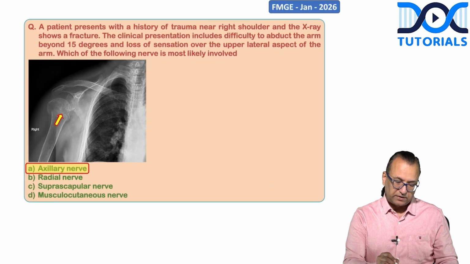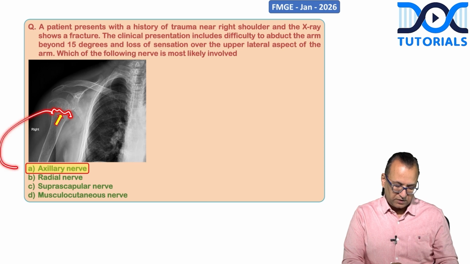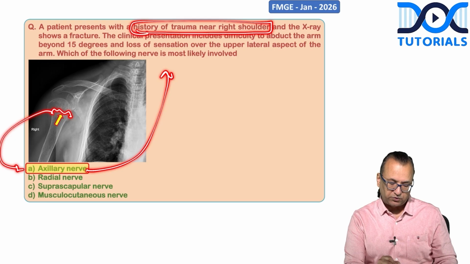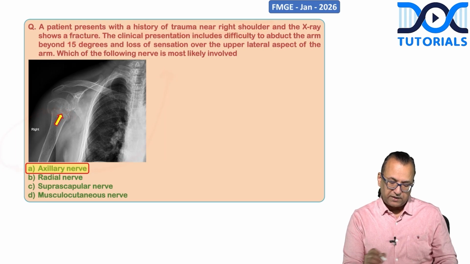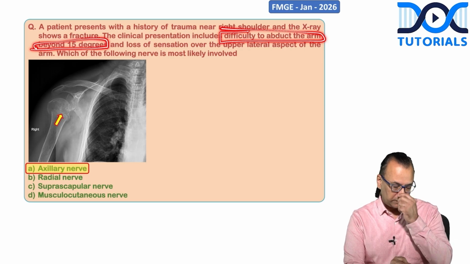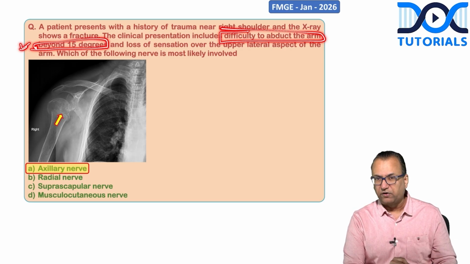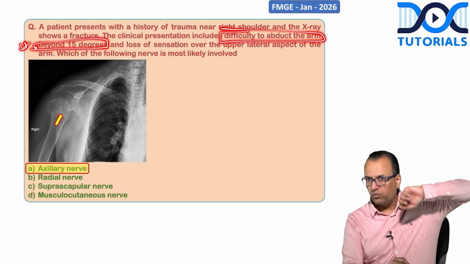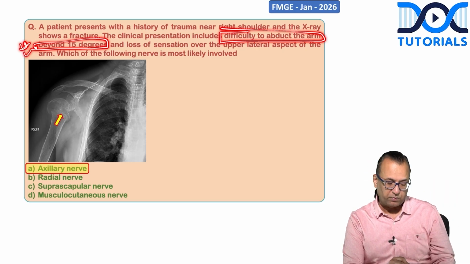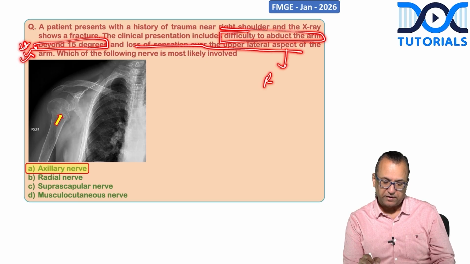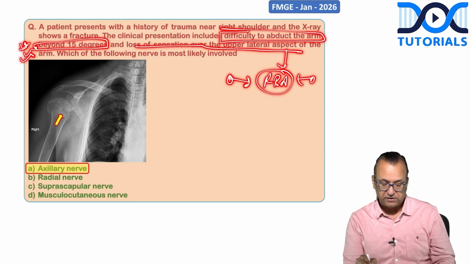Hence, in this question, as it is asking about surgical neck fracture, the damage is to the axillary nerve. That is why there is trauma to the right shoulder, with the X-ray showing a fracture. Clinical presentation: difficulty to abduct the arm, especially beyond 15 degrees, because though deltoid works through all 0 to 180 degree movement, it is more powerful from 15 to 90 degrees. Plus loss of sensation over the upper lateral aspect, that is regimental badge anesthesia. The area supplied by the axillary nerve is not working, so anesthesia.